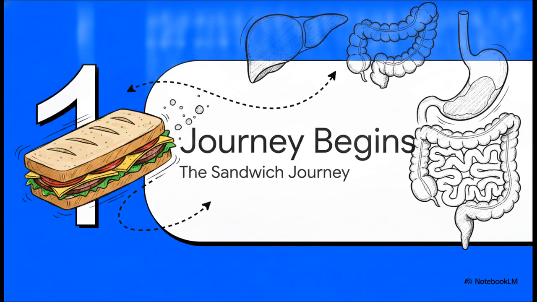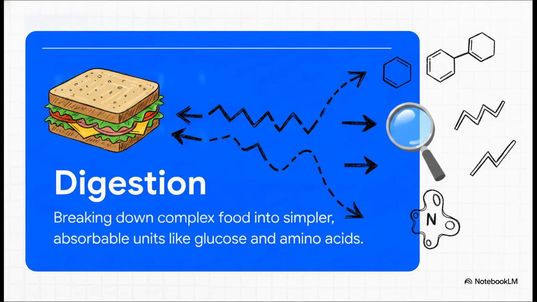Okay, Section 1. The sandwich journey begins. Let's establish the absolute core goal of your digestive system. Digestion is, quite simply, the systemic process of breaking down complex food into simpler, absorbable units. If you track the journey from the full sandwich over on the left, watch how it gets completely dismantled into those microscopic molecules on the right. Your body literally can't use a piece of bread as it is. It has to break it down into fundamental building blocks like glucose, amino acids, and fatty acids. These are the specific units tiny enough to actually get absorbed directly into your bloodstream.